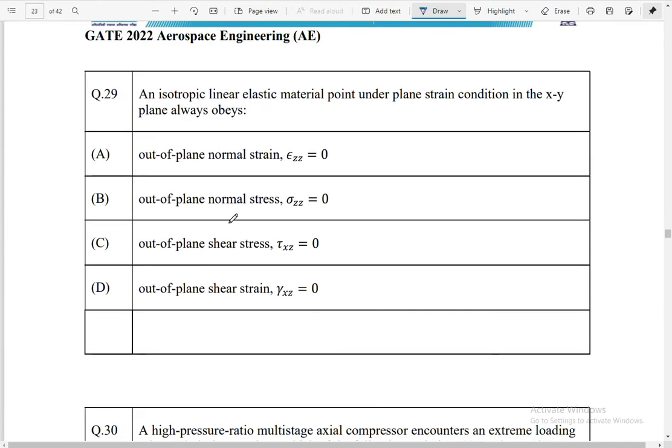Question 29: an isotropic linear elastic material point under plane strain condition in the xy plane always obeys. So here the plane strain condition is given. Okay, remember this plane strain condition.